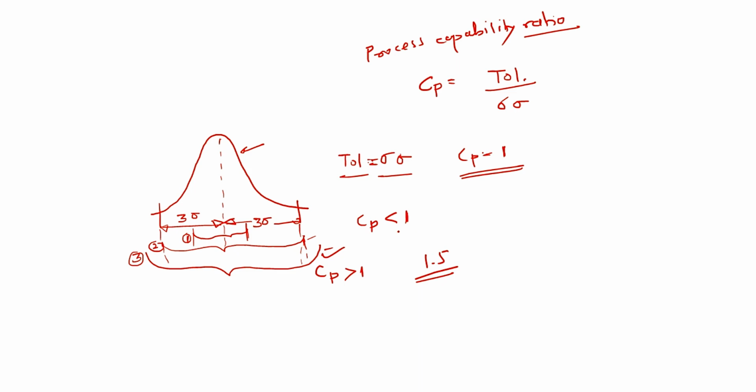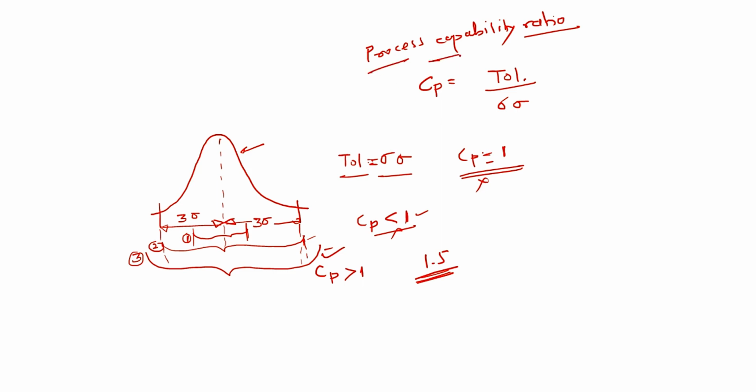1 is also not accepted. Less than 1 is certainly not accepted. The ratio should be at least equal to 1.5. So process capability is designed for a process. It is designed for a machine. It has nothing to do with the tolerance. It has to deal with the machine and process.